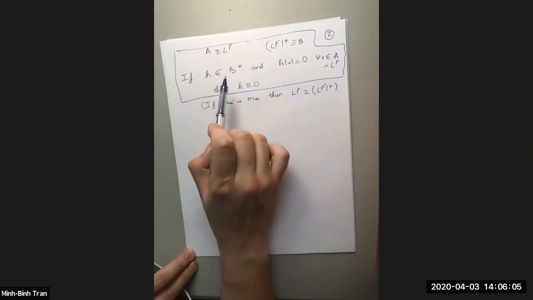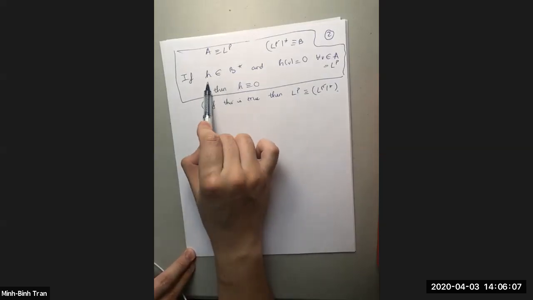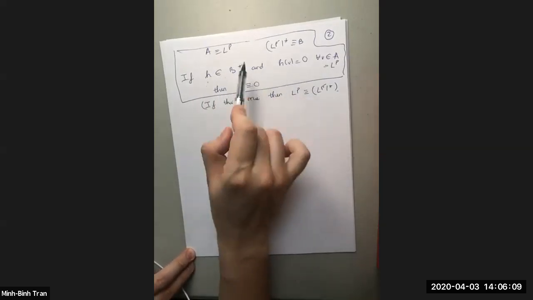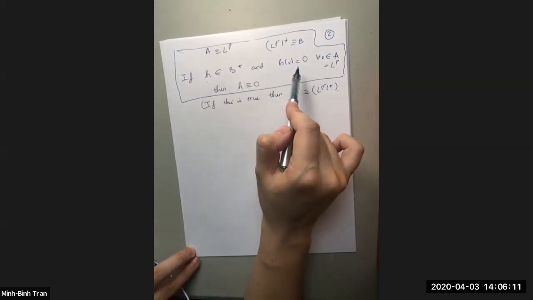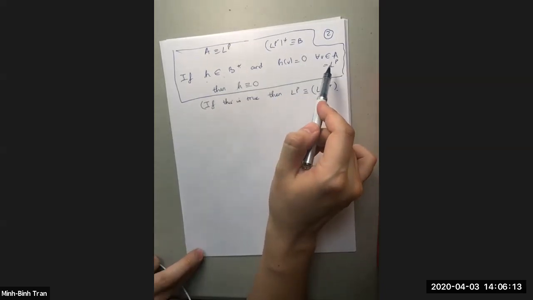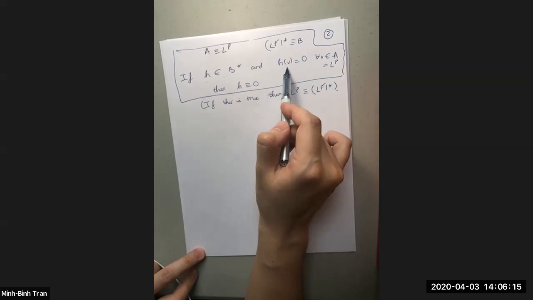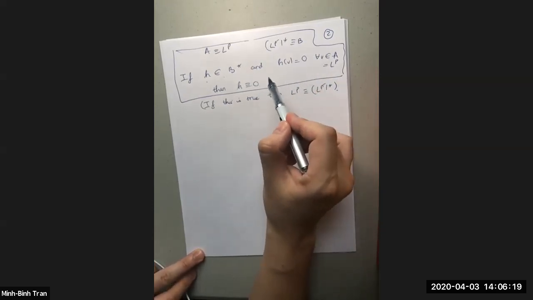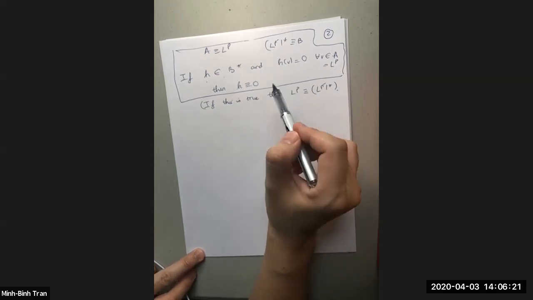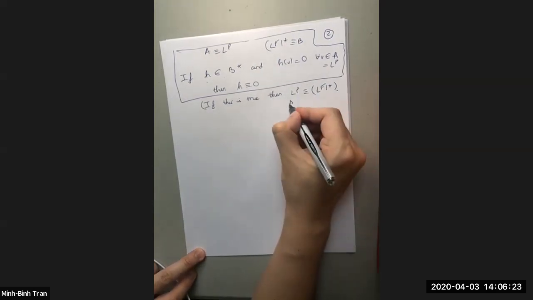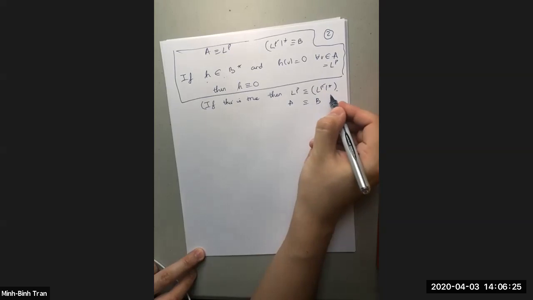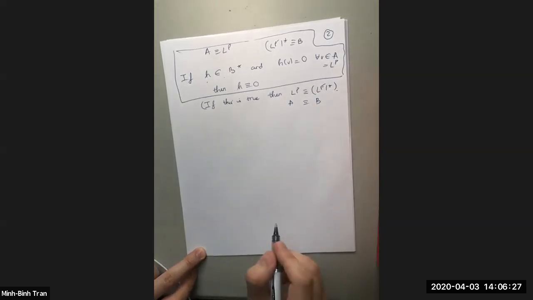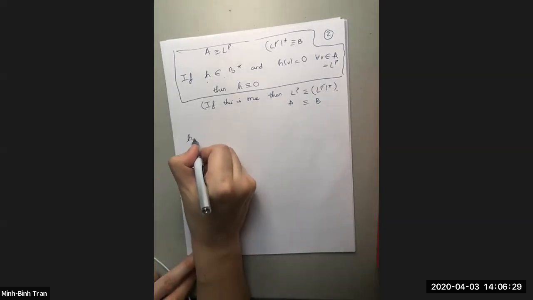So we have to prove that if we pick an H in B*, and H(v) is 0 for any v in A, or L^p, then this implies that H has to be 0. And if this is true, then A and B are the same, or L^p is (L^p')*. Now, I pick H in B*.